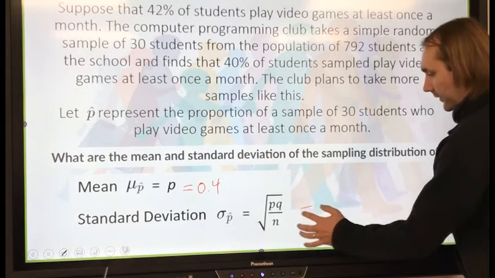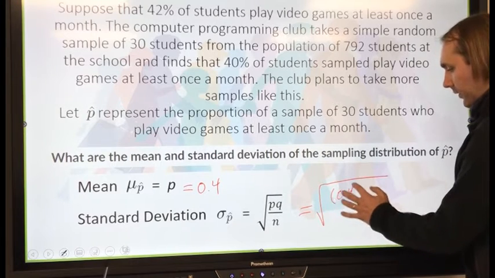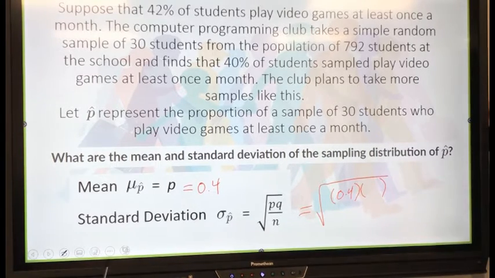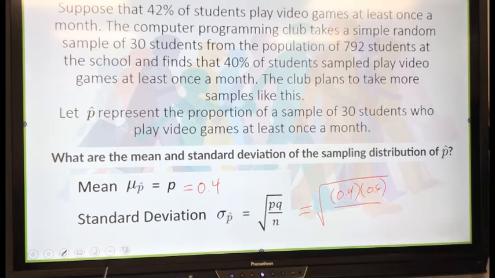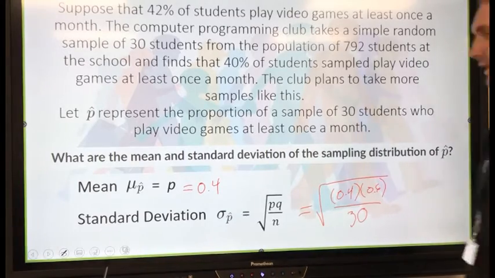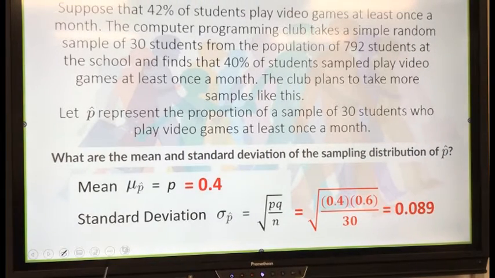So that equals the square root of P, which is 0.4. What is my Q value? 0.6. So take P and subtract it from 1, 0.6, all divided by 30. Very good. So when you calculate the square root of 0.4 times 0.6 over 30, you should get a standard deviation of 0.089. So I have about 40% of my students that play video games, give or take, I guess 8 or 9%.